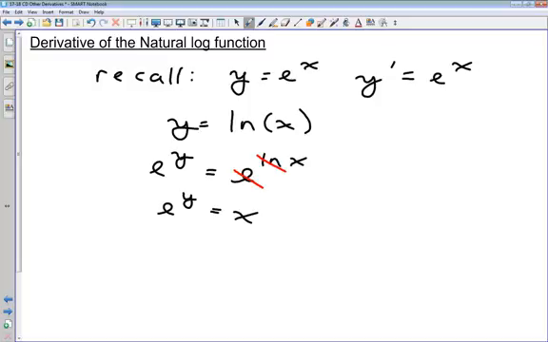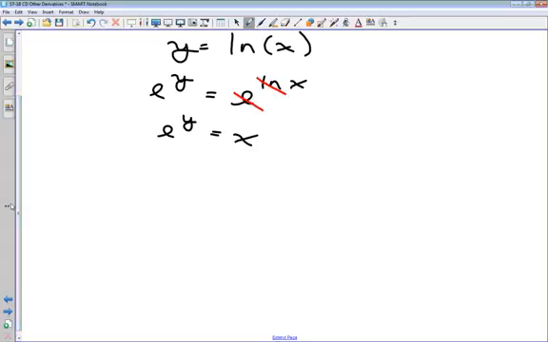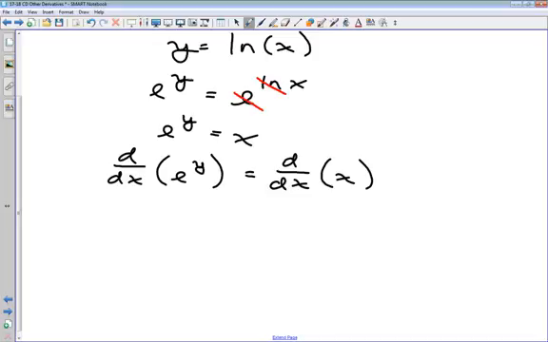Now, let's say we wanted to take this thing that we have here, e to the y equals x, and take the derivative of both sides of it. So the derivative with respect to x of e to the y, equals the derivative with respect to x of x. Again, I still have a valid equation because I have done the exact same operation to both sides of my equation. As long as I do the same thing to both sides, everything is okay.